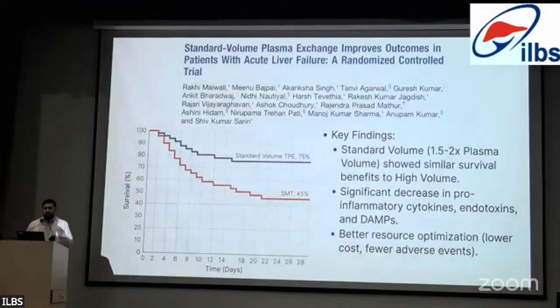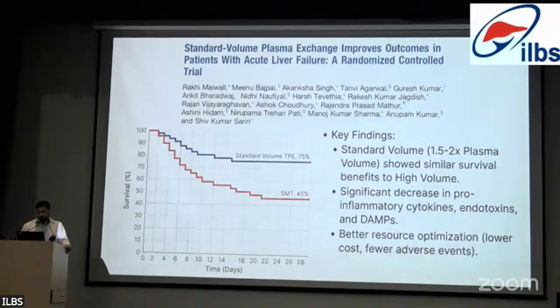This is another trial by Dr. Rakhi, another RCT: standard volume plasma exchange improves outcomes in patients with acute liver failure, a randomized controlled trial, with 20 patients in each arm. They have shown that standard volume plasma exchange gives similar survival to high volume. Plasma exchange significantly decreases pro-inflammatory cytokines, endotoxins, and DAMPs.